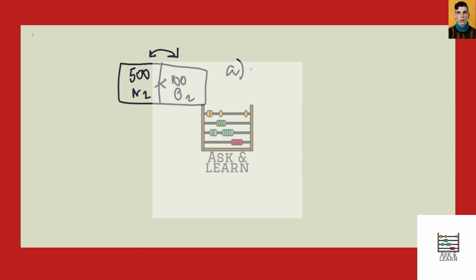Well, if they're allowed to migrate, there's no reason one particle would be found on one particular side. So you're going to have 250 nitrogen on each, and then you're going to have 100 oxygen. Oh, my zeros are funny. Sorry about that. On each side.